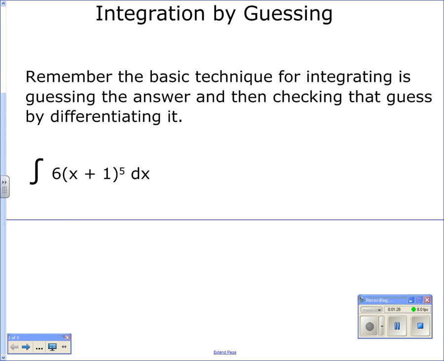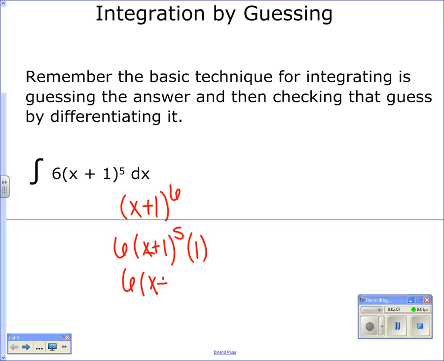So we've got this, integrate 6 times (x plus 1) to the 5th dx. So we just want to pick something. What do you think that it might be? Okay. If you take the derivative of that, what would you do? Move the 6, and then (x plus 1) to the 5th, and then what else do you have to do? What is the derivative of this? 6 times 1 is, so we just have 6(x plus 1) to the 5th.